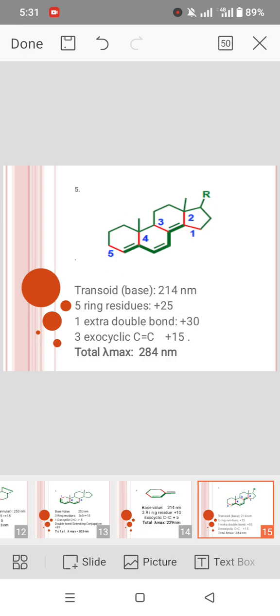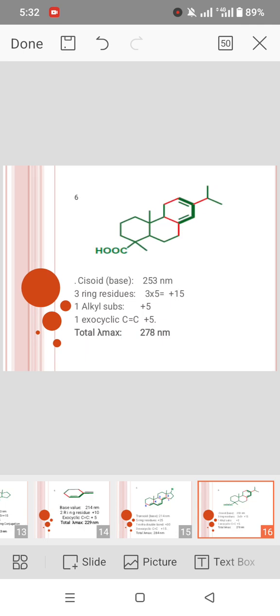Okay, now I have another diene molecule, a transoid diene, and the base value for this diene is 214 nanometer. Again you can see there are 5 ring residues, so I have to multiply 5 by 5, so I will get 25. And one extra double bond is also present, so I have to add 30. Then I have 3 exocyclic carbon-carbon double bonds, so I add 15, and the total lambda max is 284 nanometer.